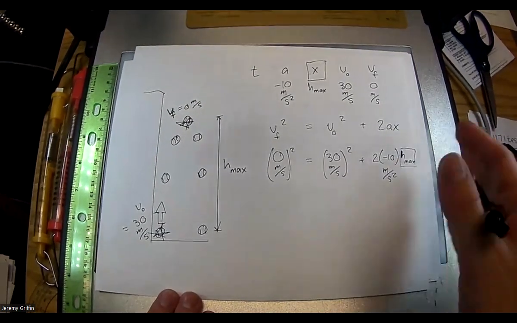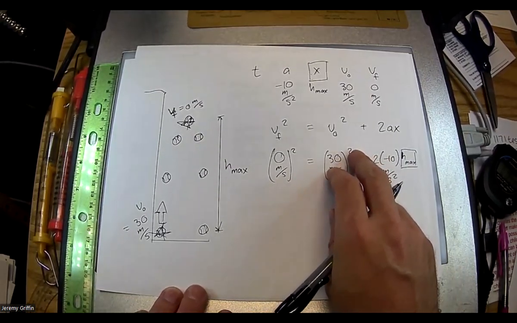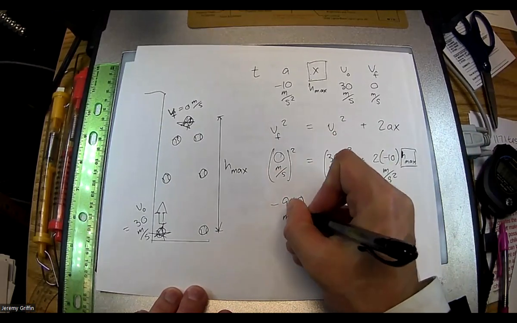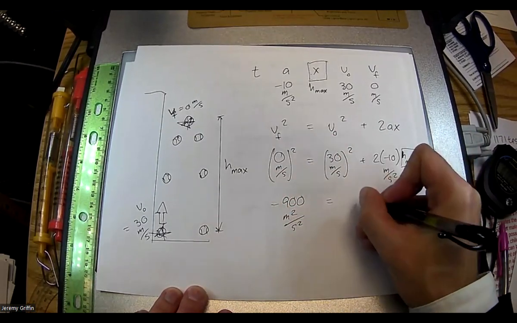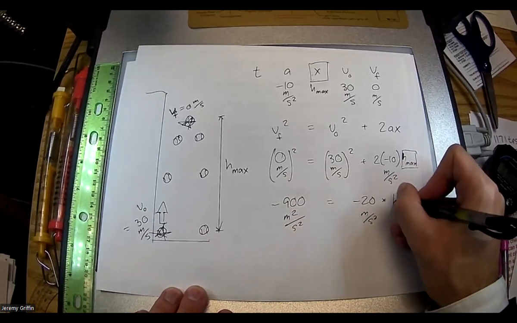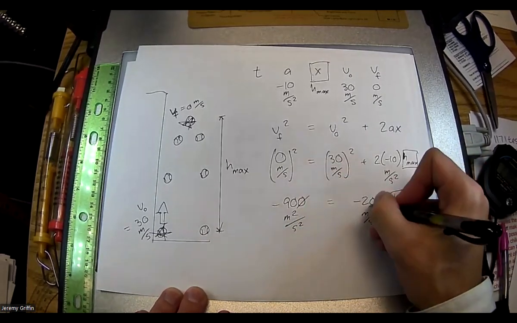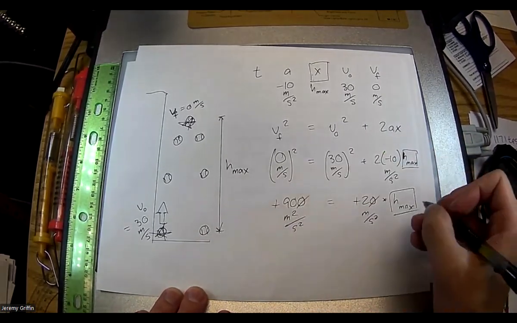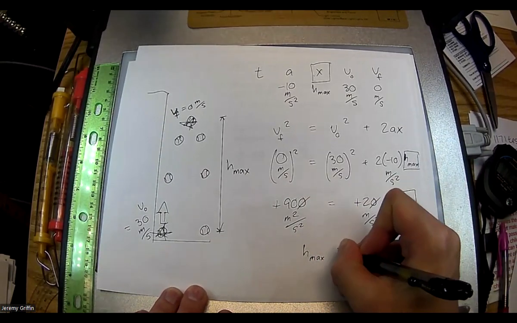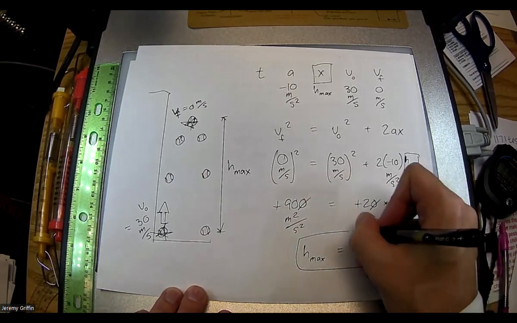Right. So now we just got to do some algebra. Guess what's 30 squared? 900? Subtract that number. Negative 900 meters squared per second squared equals negative 20 meters per second squared times h max. What's 900 over 20? 45. And the unit would be meters. 45 meters.